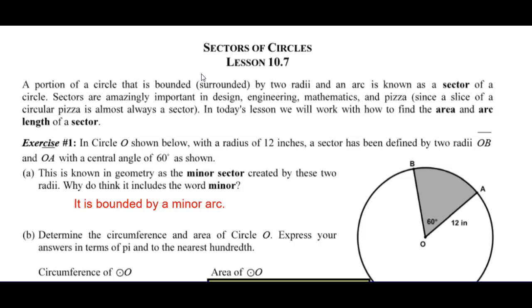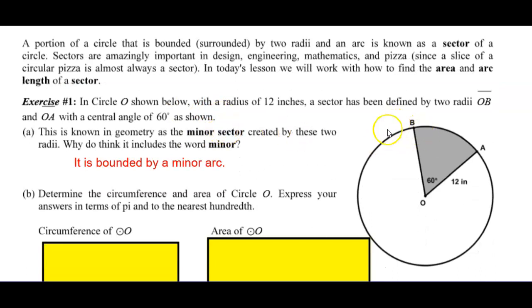So if you were to look at this image in number one, from B around to A, the major arc would make the Pac-Man, and then this sector here would be Pac-Man's mouth. So that's another way to look at it.